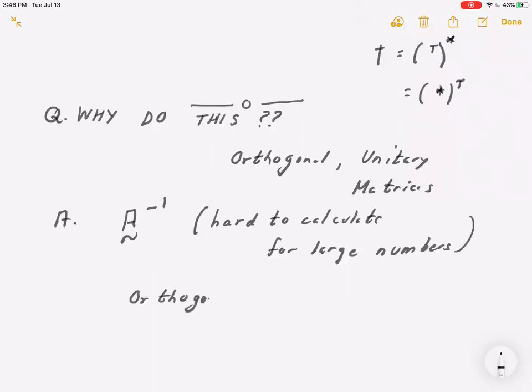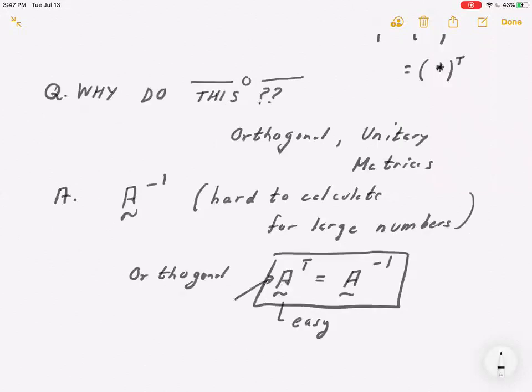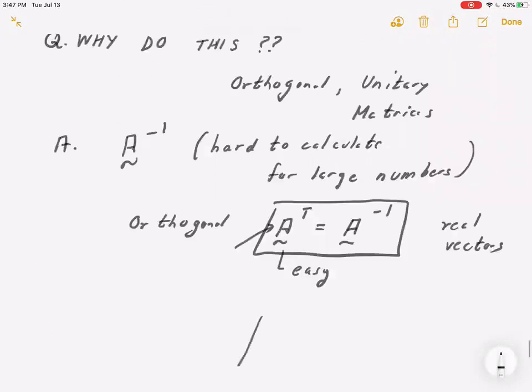So what we have discovered is that if you can come up with special matrices like orthogonal matrices, then taking the inverse of A is simple. All you have to do is take the transpose of A, which is easy to do. Transpose of a matrix is a very easy thing to do. And again, this is true if the vectors are real. Same story if the vectors are complex. Well, similar story, not the same.